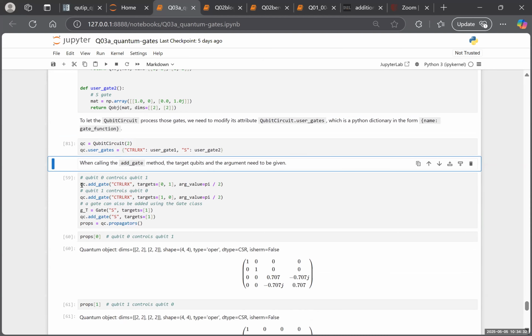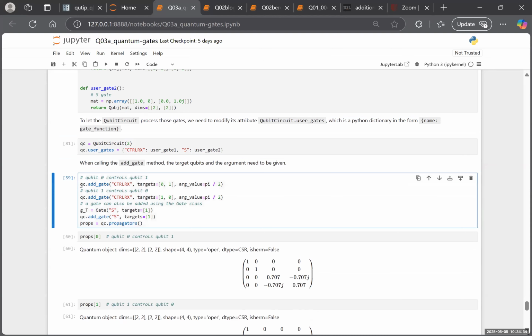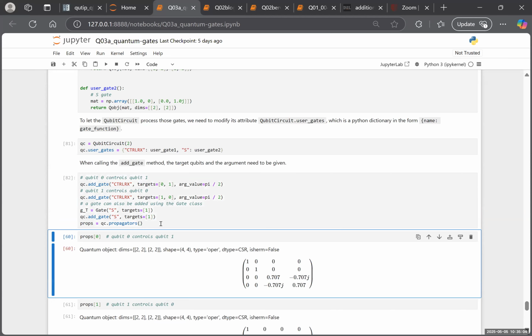Okay, so here this is the 0, 1 control rotation, the other way around, and argument value. Yeah, this is S gate, target 1. Store this.